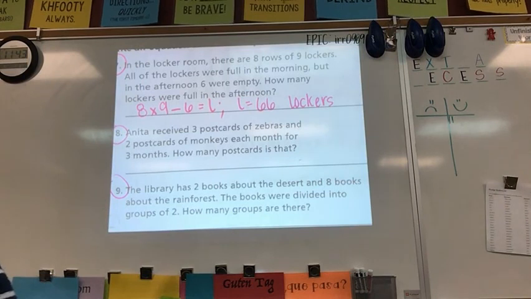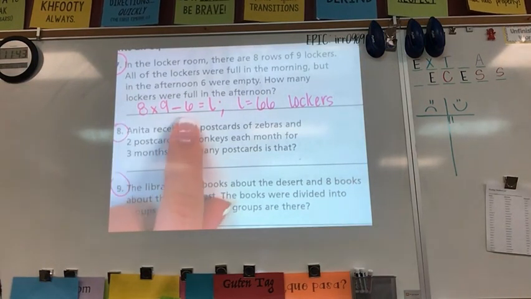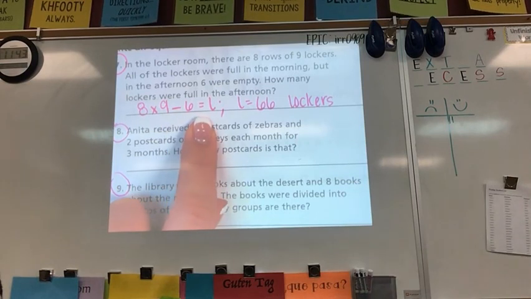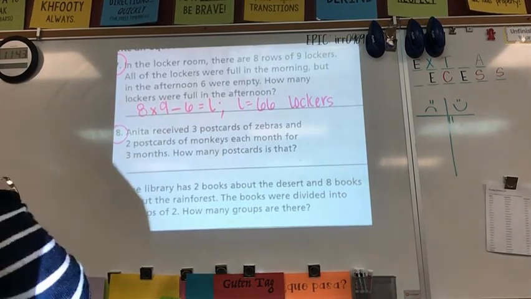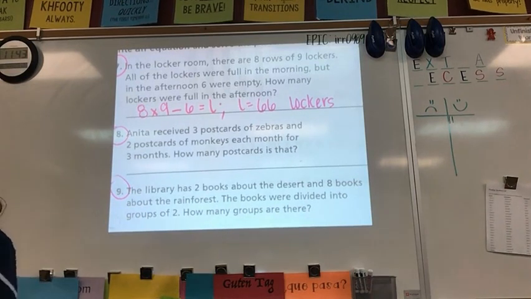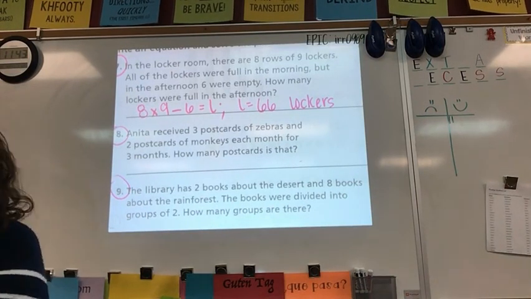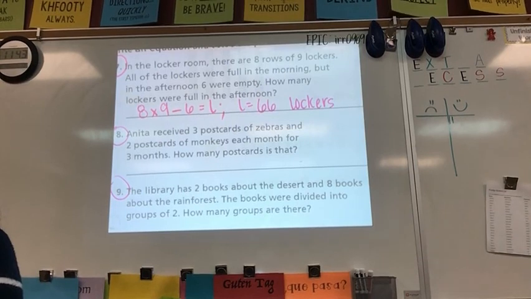Riley? I did the equation wrong. So what did you write for your equation? I did 8 times 9. Oh, right now Riley just got the floor. 8 times 9 minus 6 equals 66. So you had the same equation? Yeah, but I didn't do equals L. Oh, you just forgot to use your variables. So make sure that you practice using variables on your homework today. Glad that you caught that though. Emerson? Gunnar?